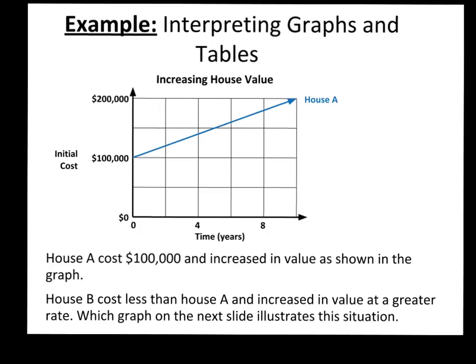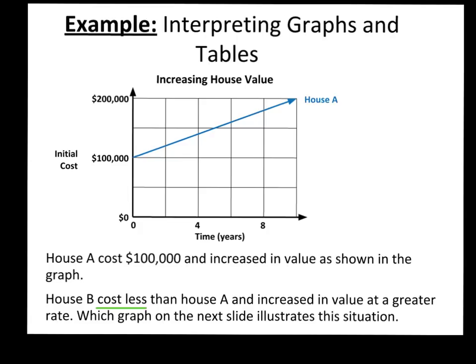All right, so being able to interpret graphs and tables. So house value, we have house A here with the blue line. It costs $100,000. That's the initial starting amount. And then its value increased as time went on. House B, it says, cost less than house A and increased in value at a greater rate. So things to note is that it costs less.